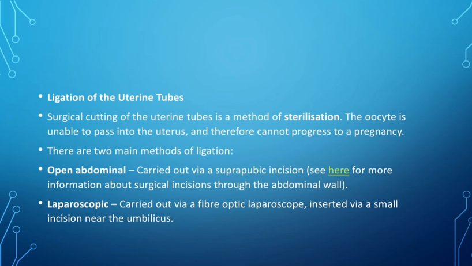Ligation of the uterine tube. The surgical cutting of the uterine tube is done as a method of sterilization. The oocyte is unable to pass into the uterus and therefore cannot progress to pregnancy.